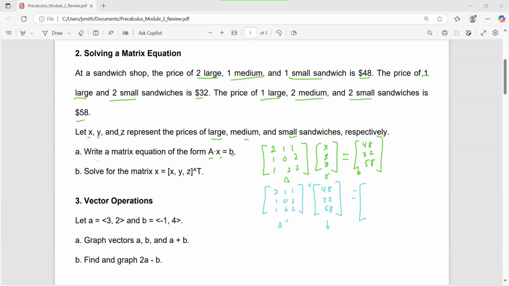I got a 10, 6, 8. But 10 times 2 is 20. 6 times 1 is 6. 8 times 1 is 8. So that'd be 8, 14, 44. Ooh.